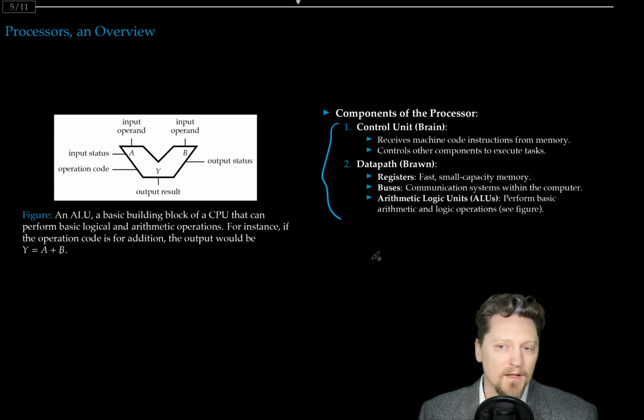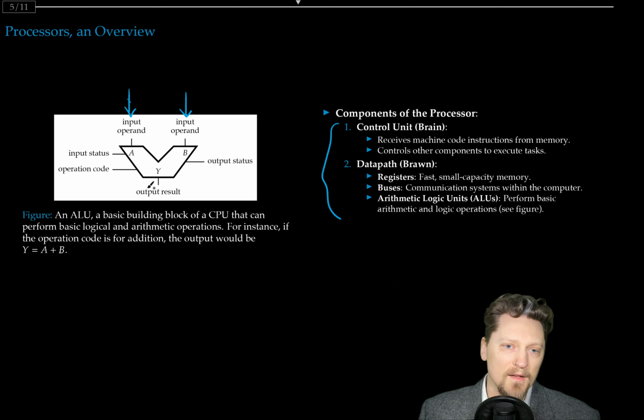Arithmetic logic units, or ALUs, perform basic arithmetic and logic operations, as shown in this figure here. This ALU has 2 operands. We have input A and input B. And the output comes out the other side, the result. There are 2 other sides to this. So the input status and the operation code for which operation to perform, and then the output status. So input status, maybe it's good. Status is good, no errors. Output status, hopefully also good, no errors.